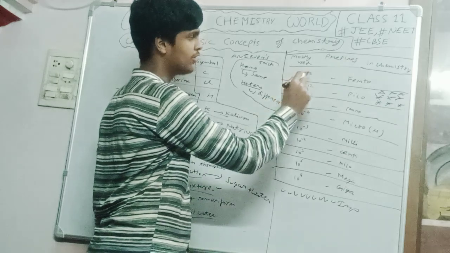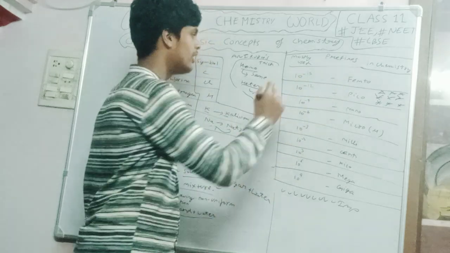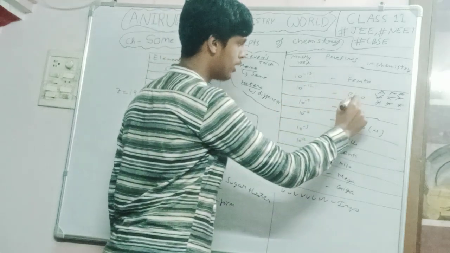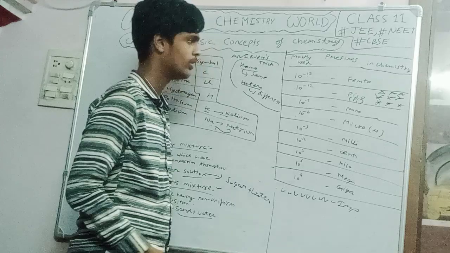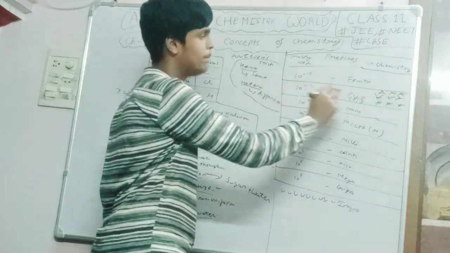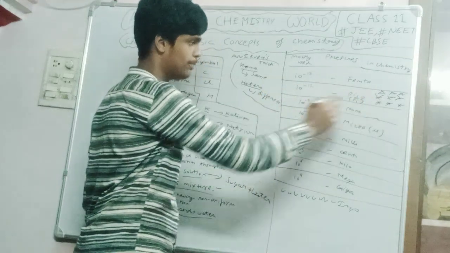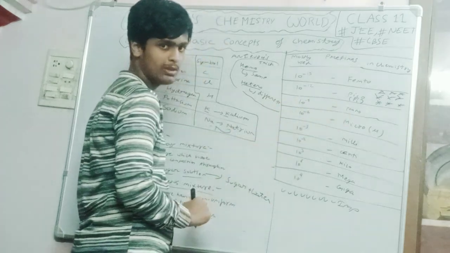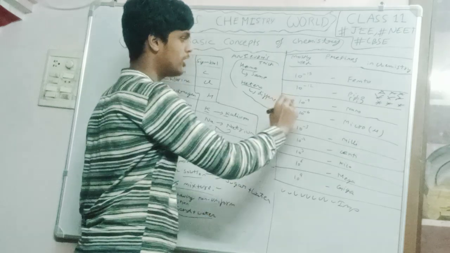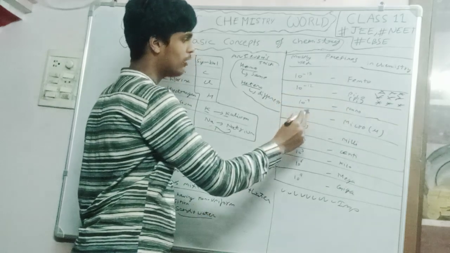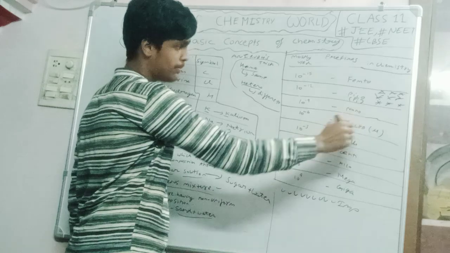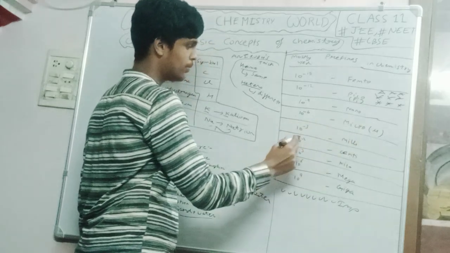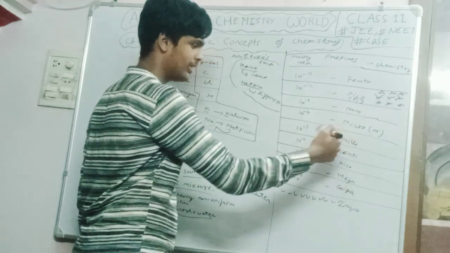10 to the power of -15 is femto. 10 to the power of -12 is pico, represented by p. Very important. 10 to the power of -9 is nano. You might see wavelength given in nanometer. 10 to the power of -6 is micro, represented by mu. 10 to the power of -3 is milli. 10 to the power of -2 is centi. You will know this already.